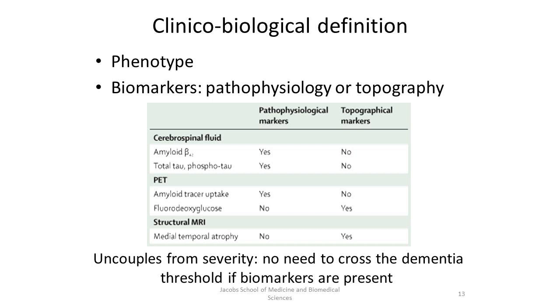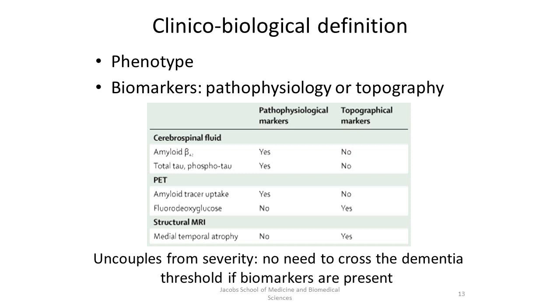So for pathophysiological biomarkers, we have CSF, amyloid beta 42, total tau, and phosphotau. And we have the amyloid PET, which is now available in Buffalo. For the topographical biomarkers, we have the regular glucose PET, which is going to just light up where the problem is in the brain, and medial temporal atrophy, which includes the hippocampus and the temporal lobe.